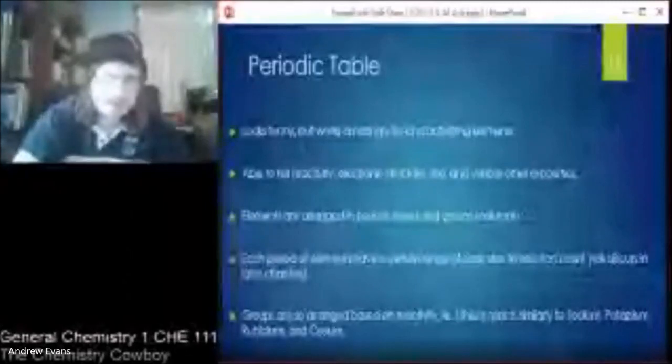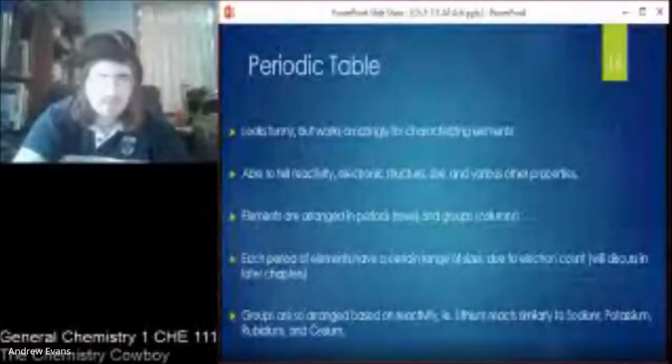Now, there's a few problems on the homework. Maybe one, maybe two. We'll look at those in a little bit. But for the most part, this is not a huge part of this chapter. Now, the last part of this chapter is we're looking at the periodic table.